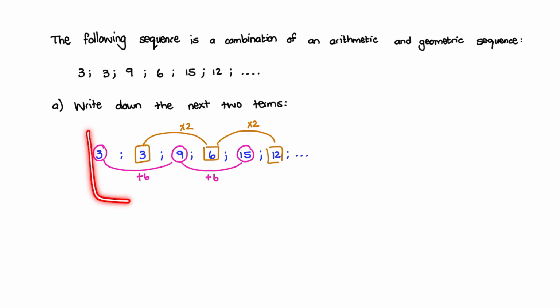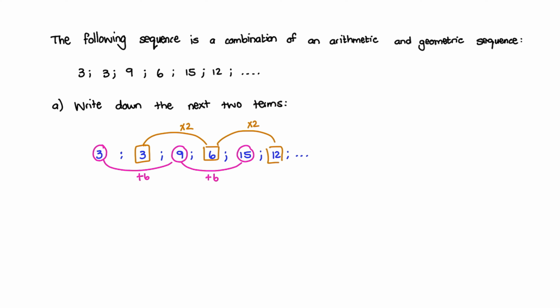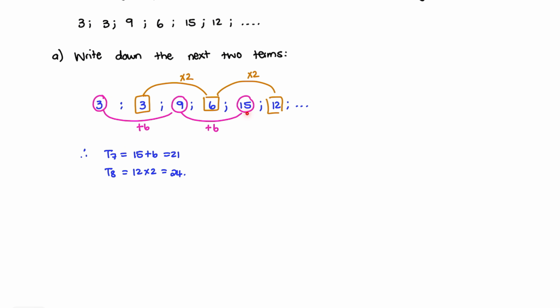This type of pattern does take a little bit of practice to identify. But once we have that, we can find the next two terms. So term 7 would be 15 plus 6, and that is 21. And term 8 is 12 times 2, and that is equal to 24.